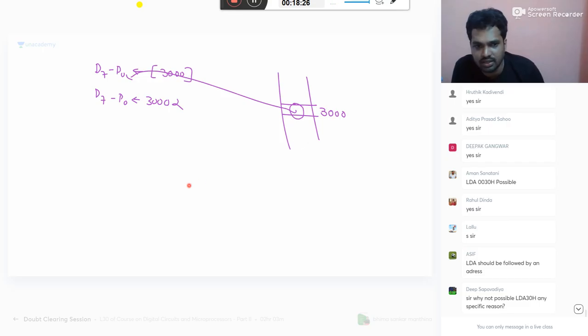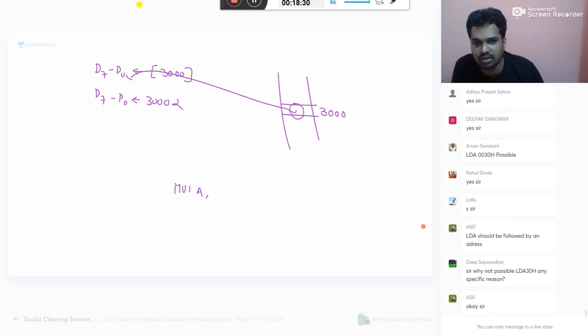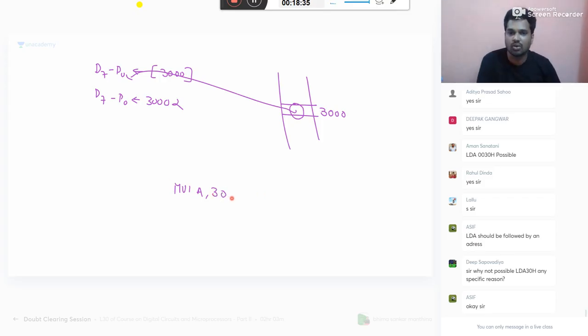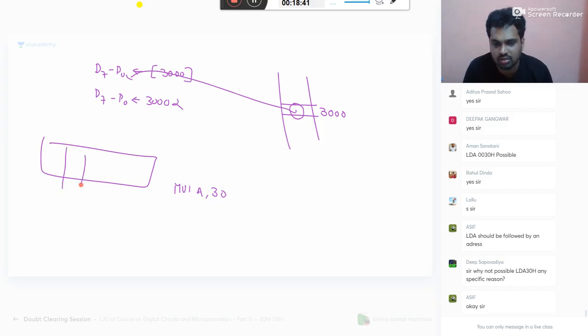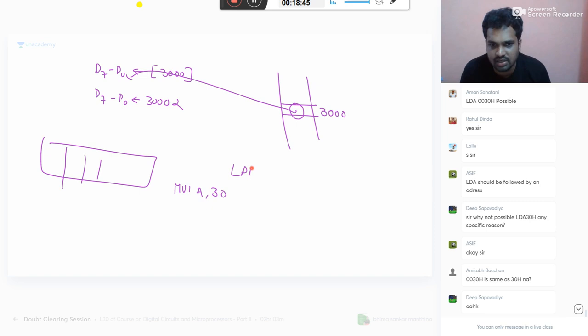Why LDA 30H here? You have MVI. Already MVI is there. It is not your wish or my wish. It is according to the syntax of the program. Whoever is designing the code will fix it. What is the purpose of LDA instruction? LDA instruction, please listen, is to load data from the memory. To load data from the memory is a 16-bit address. So compulsory you should have LDA 3000, not 30.